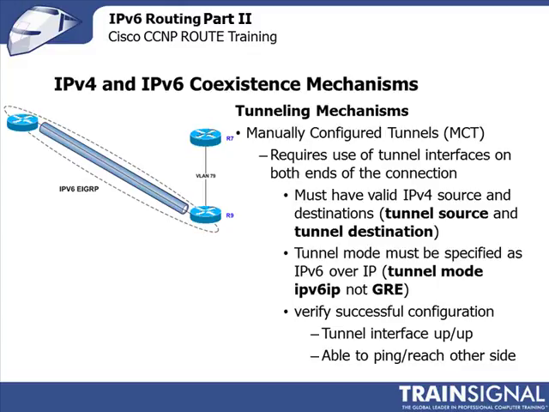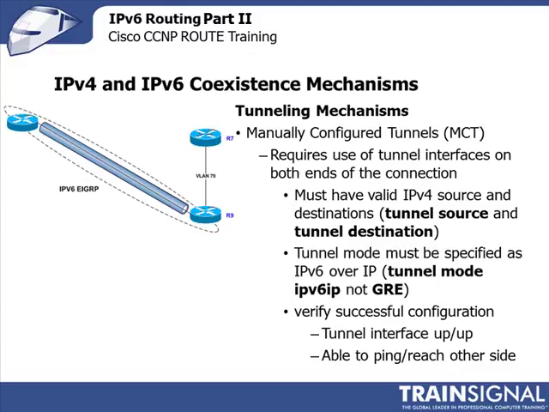Well, a manually configured tunnel has to have a valid IP version 4 source and destination using the tunnel source and tunnel destination commands. You can use tunnel source, for example, a specific interface or an IP address. Obviously, for tunnel destination, you want to have the destination IP version 4 address. Tunnel mode for a manually configured tunnel must be specified as IPv6 over IP, which the keyword is tunnel mode ipv6ip, not tunnel mode gre. That's something altogether different.